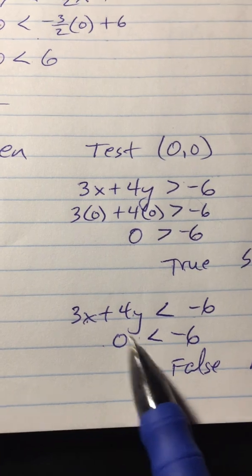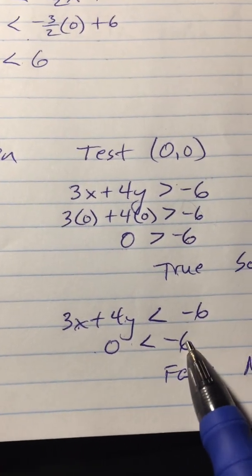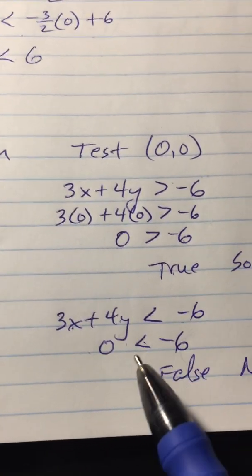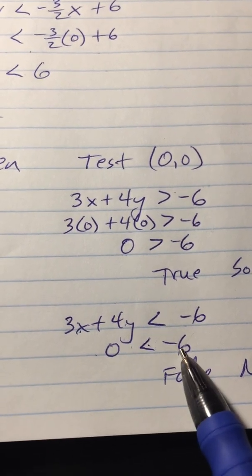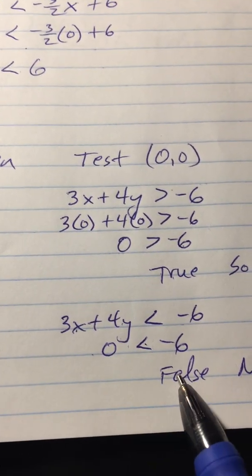Now if you were to plug it into the other one, 0 would be less than negative 6, because the only difference was the direction of the symbol. Is 0 smaller than negative 6? No, 0 is bigger than negative 6, so this one is false.